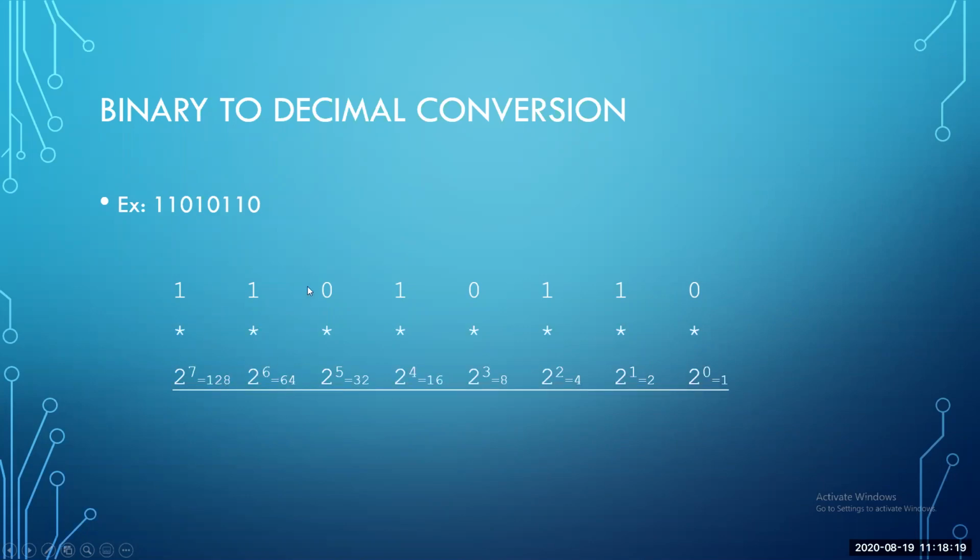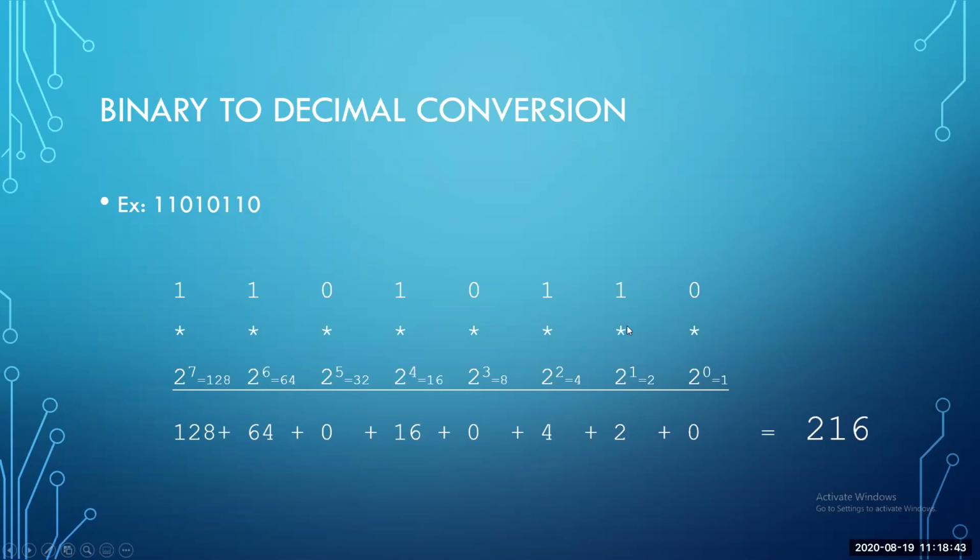Another way of looking at this, if there's a 0, you don't use it. So you're not going to use these. If there's a 1, you bring it down. So if there's a 1 here, you bring down 128. If there's a 1 here, you bring down 64. 1 here, you bring down 16. 1 here, you bring down 4. There's a 1 here, you bring down 2. You add up all these products, and you get 216.